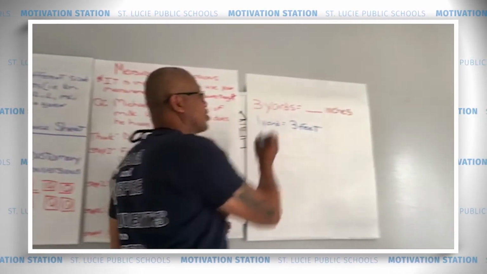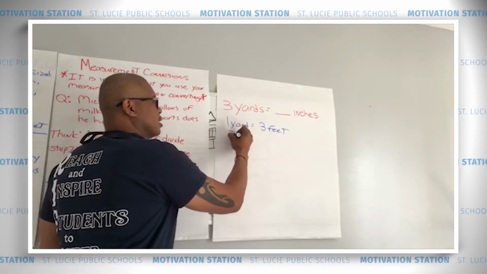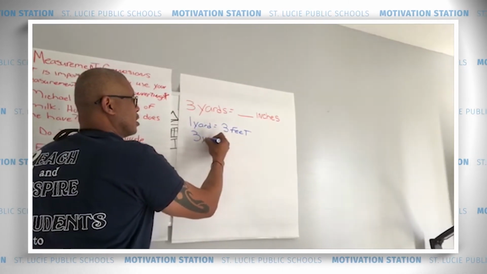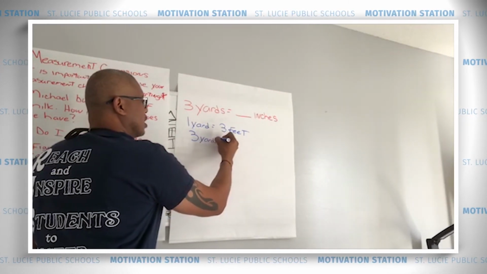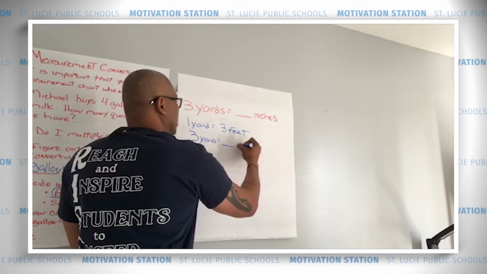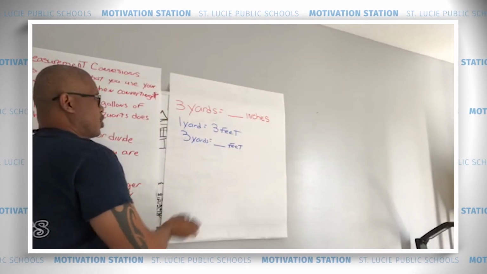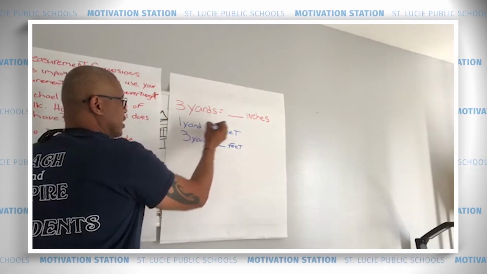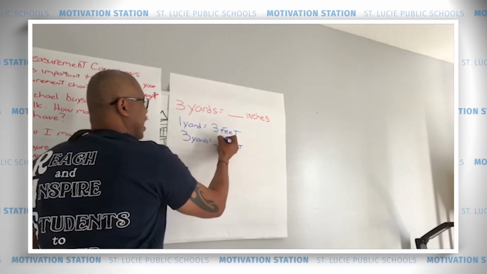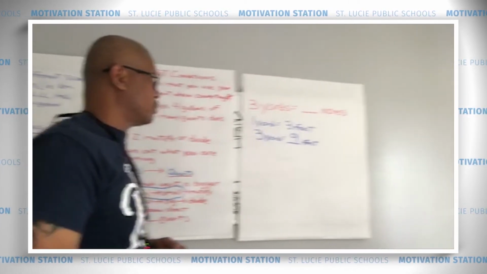So how many yards do I have? I have 3 yards. And this equals how many feet? Again, we're multiplying, so I'm going to multiply this 3 times this 3. So 3 times 3 equals 9. So I have 9 feet.